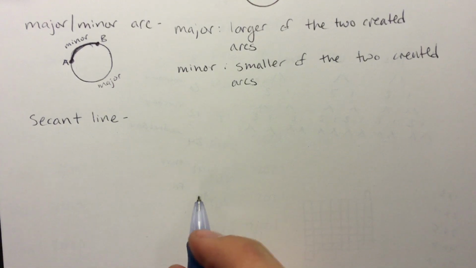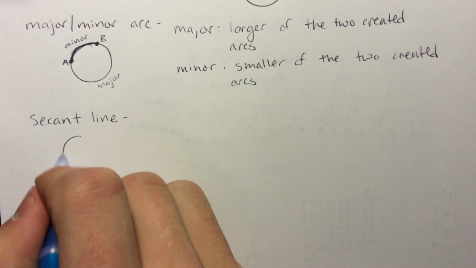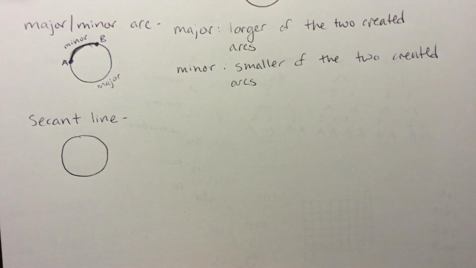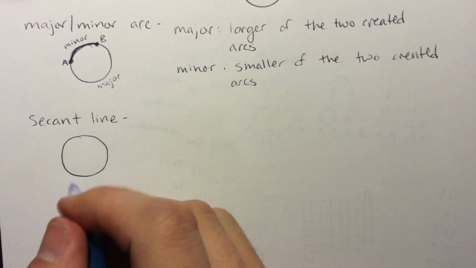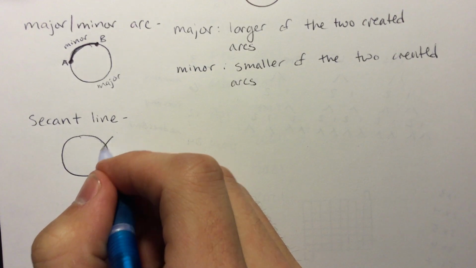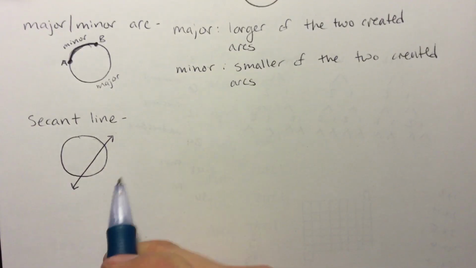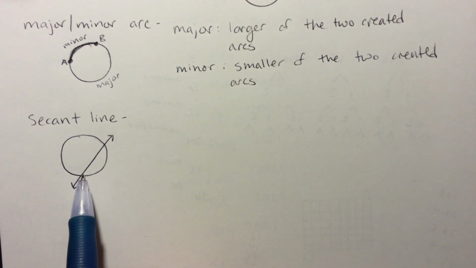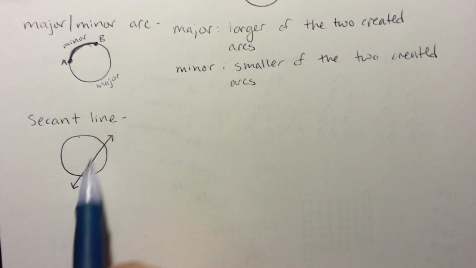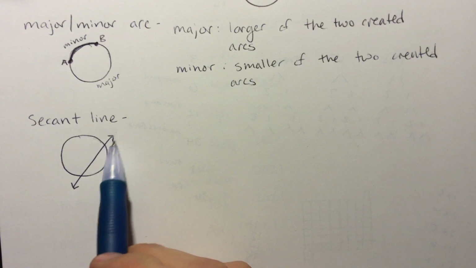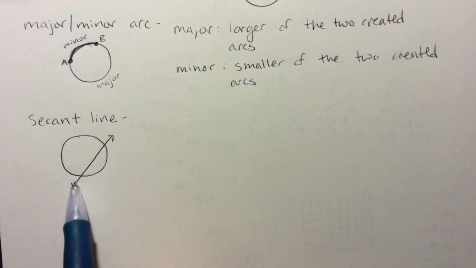Again, I'm just going to start with an illustration, and then I'll give you some words to back that up. So I have a circle. A secant line is a line that crosses through or touches a circle in exactly 2 points. You can see that this line is denoted as a line because of these arrows. It goes on forever.